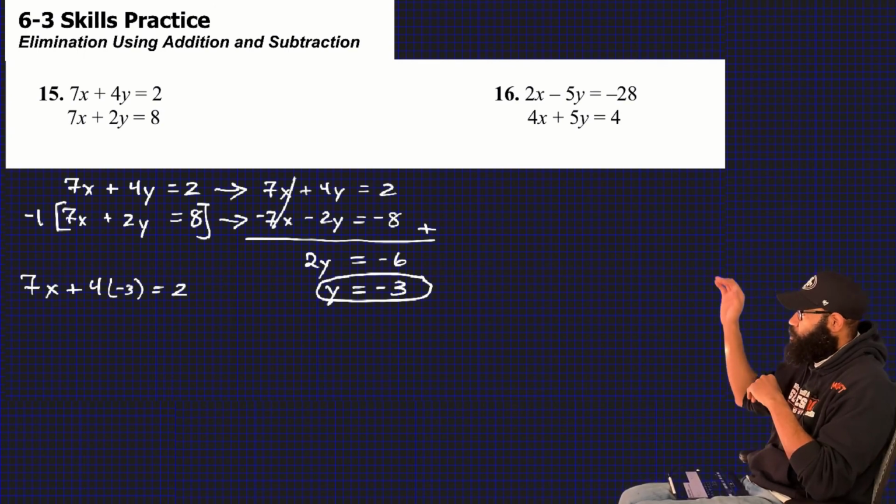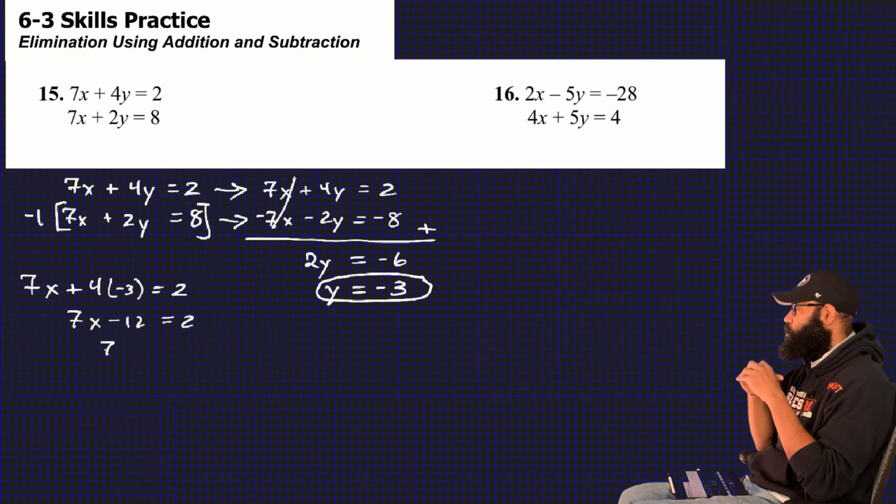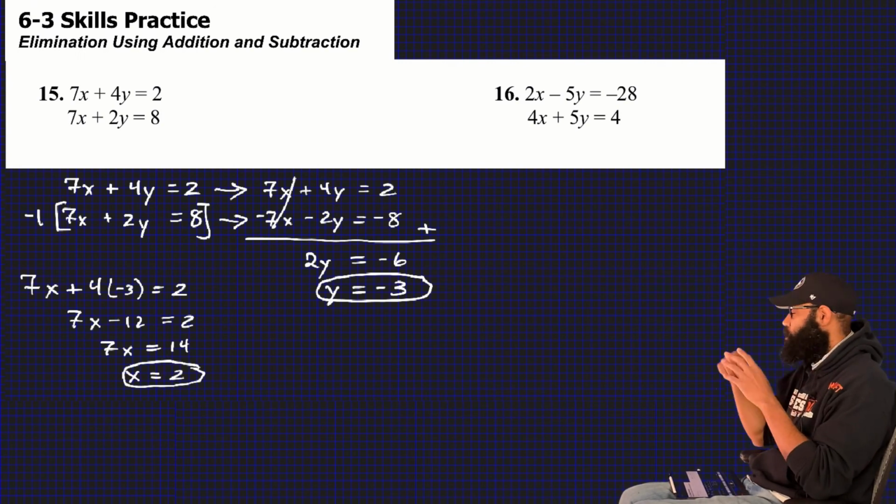Are you picking the top or the bottom? Looks like we picked the top. So 7x plus 4y is equal to 2. 7x plus a -12, or just 7x minus 12. You see that? It's the same thing.